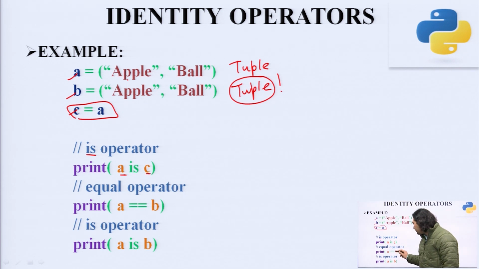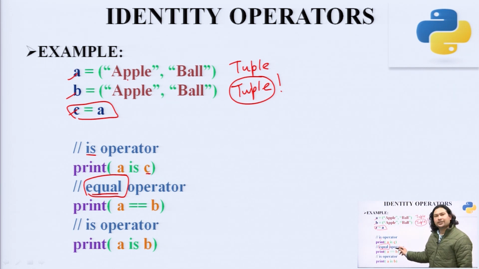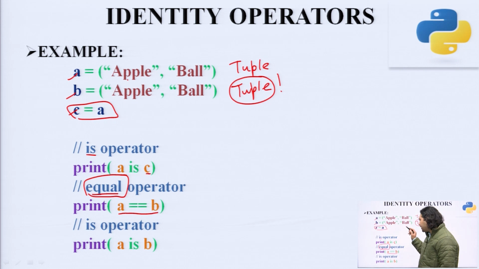Similarly, here you can see, now we are not using any identity operator, we are using just the equal operator you have seen in the comparison operator. Now, we are comparing a is equal to b. Here the answer is true, because a and b are the same, but when we are applying a is b, now what is the answer? Is it true or false?